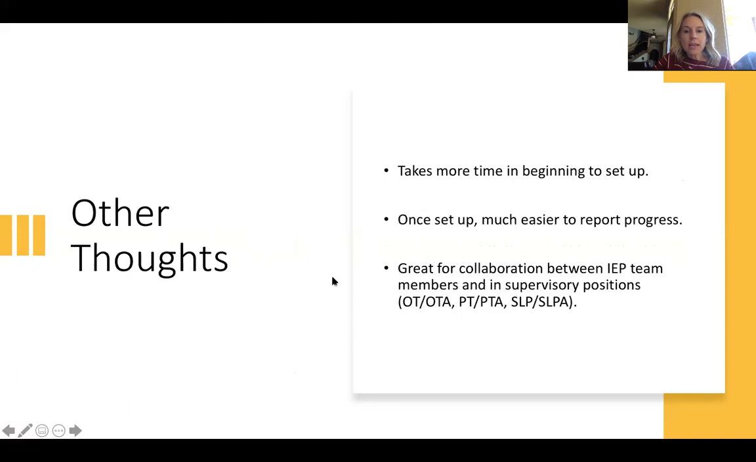Okay. Some other thoughts before we get into the details of it. It does take more time in the beginning to set up, so that's why today might seem kind of overwhelming to get it started. But I've noticed that once I have it set up, it's a lot easier to document on a regular basis. And it's also a lot easier to report progress when you use this type of system.